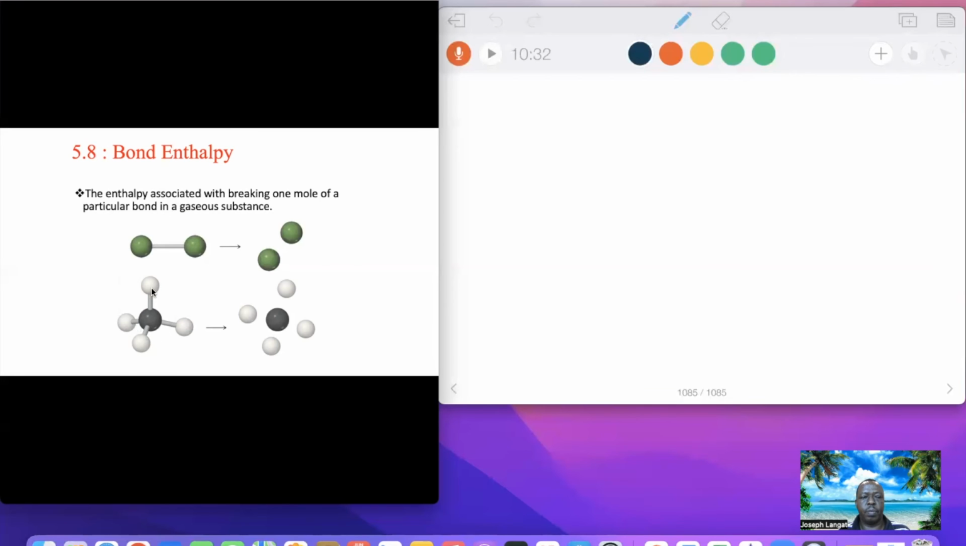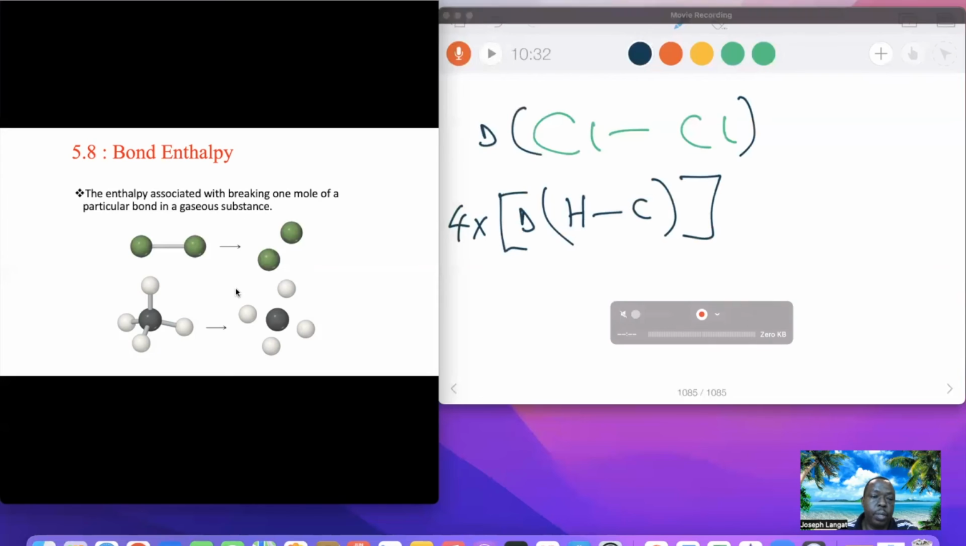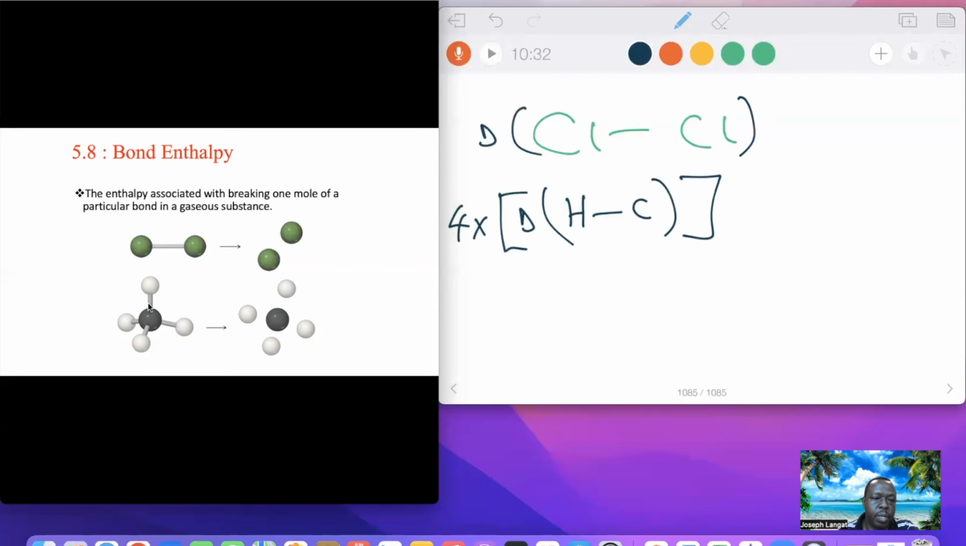1, 2, 3, 4. The first one here is Cl, Cl. But in the second one, we have broken C, hydrogen, carbon, and there are 4 of them. And by the way, for bond dissociation, we use this symbol. We have broken 4 hydrogen carbon bonds. There is one here, there is one here, there is one here, there is one here.